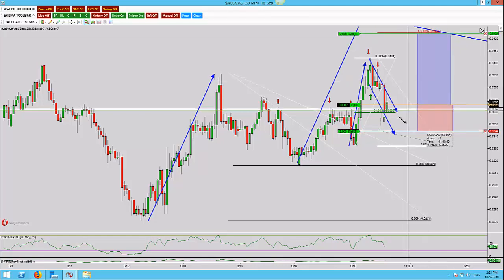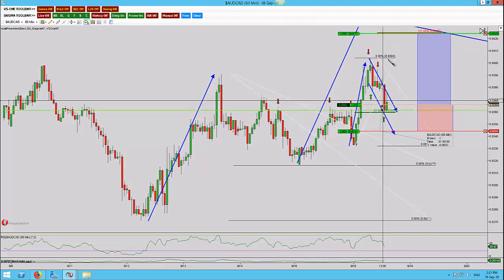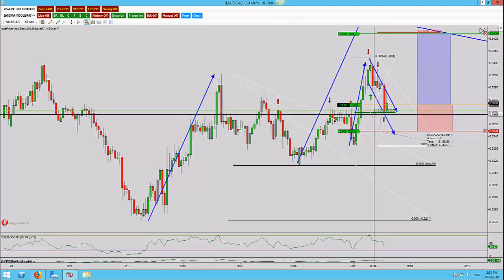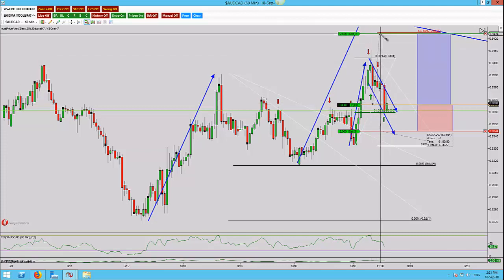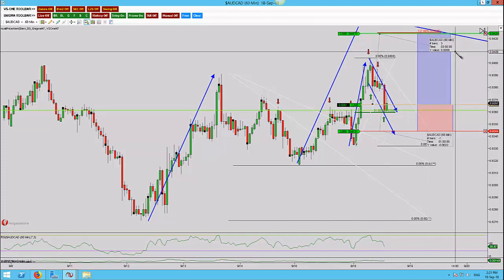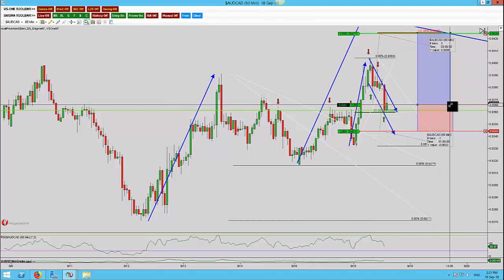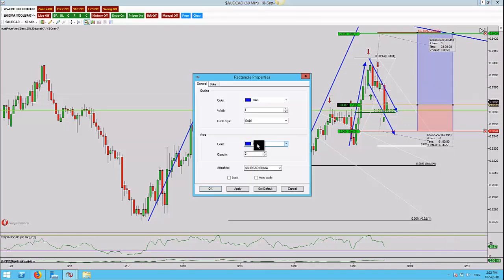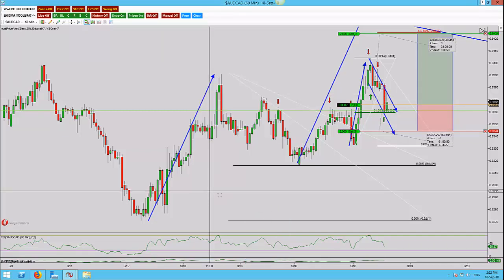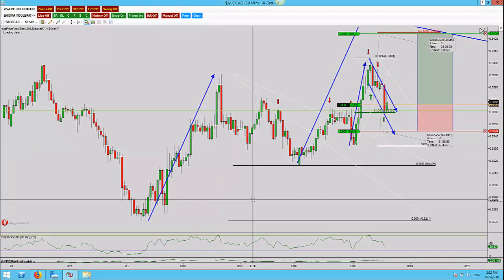That's going to be 55 pips away. 58 pips away, and I'm just going to make that green. Okay, so that's the trade.